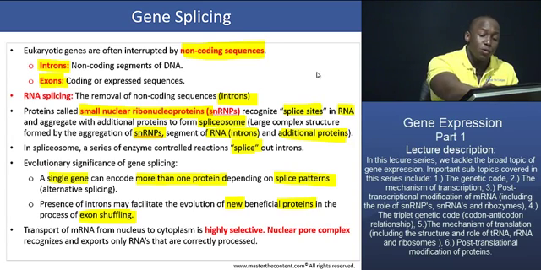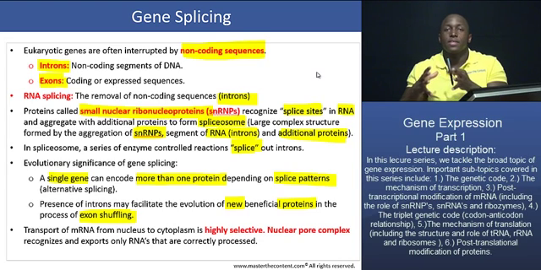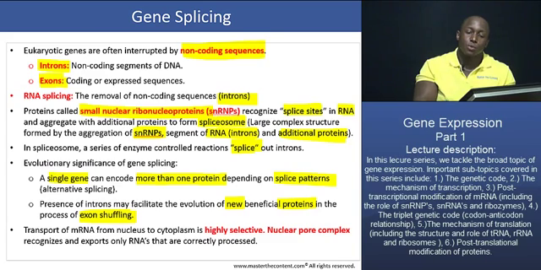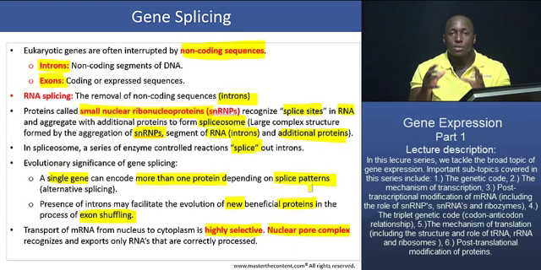Now, the movement of mRNA from the nucleus of a eukaryotic cell is highly selective. It's a highly controlled process, and it's controlled by a structure we call the nuclear pore complex. Remember, the nuclear envelope, which encloses the genetic material in a eukaryotic cell, has small holes in it, small pores that we call nuclear pore complexes. Those pore complexes are responsible for recognizing and exporting only RNAs that are mature.